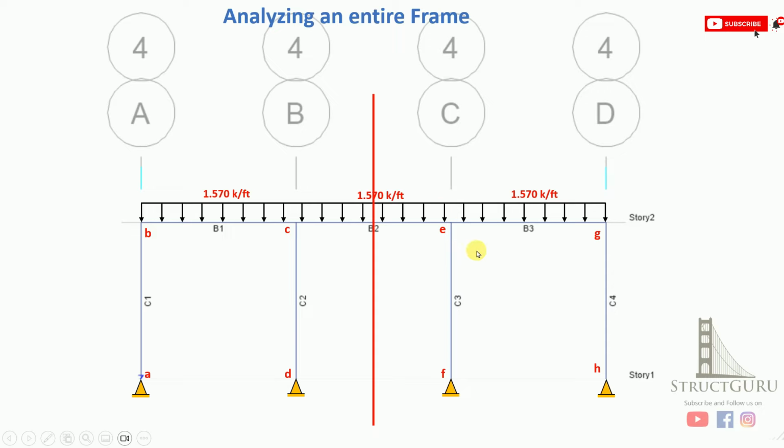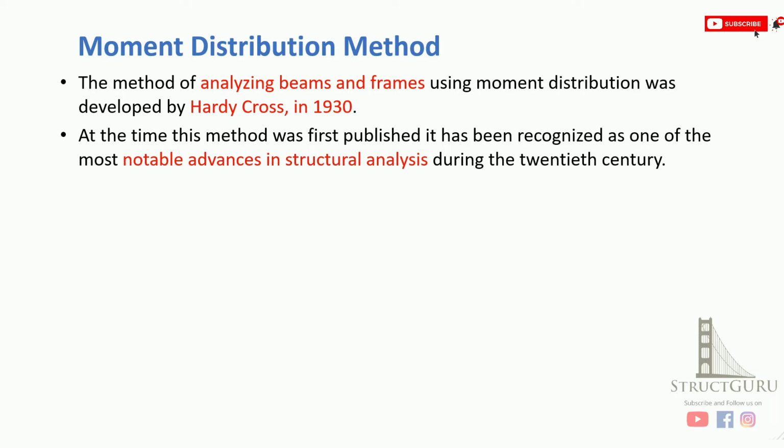So to analyze the structure, the moment distribution method is relatively easier than the other methods of indeterminate structural analysis. This method is used for analyzing beams and frames and was developed by Hardy Cross in 1930. When it was developed, it was considered one of the most notable advances in structural analysis during the 20th century, and still this method is considered a favorite of structural engineers around the globe.